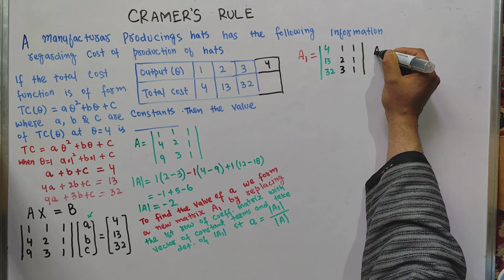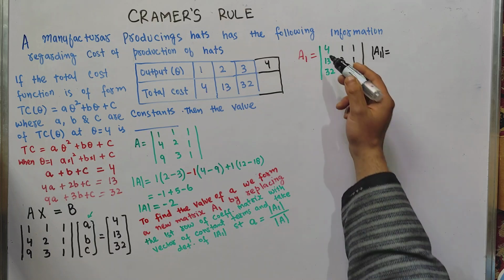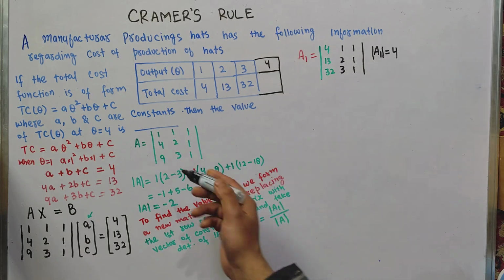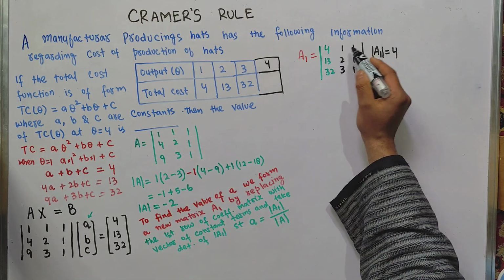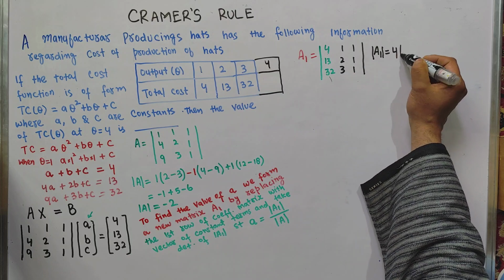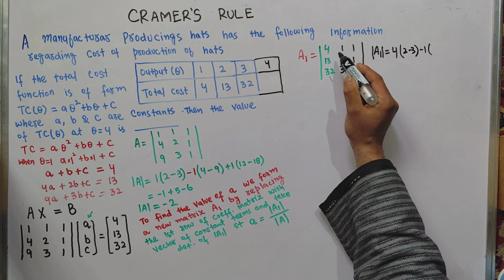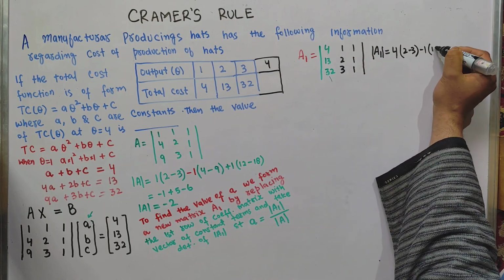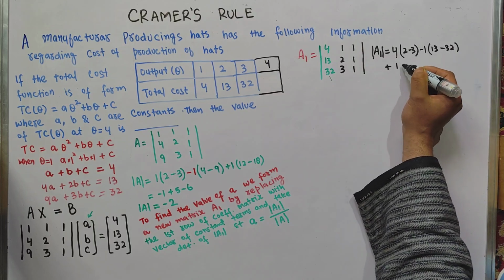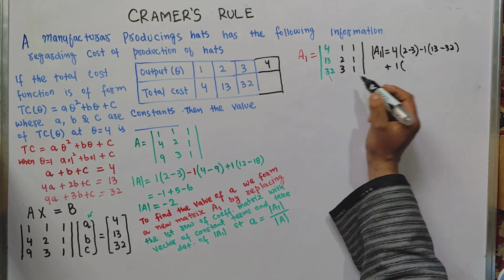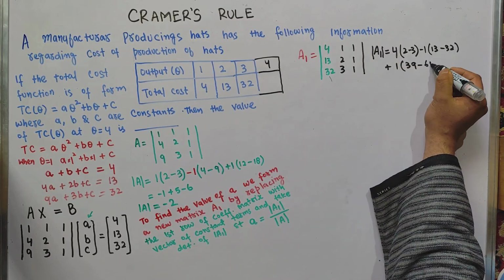So the determinant of A1 will be equal to, same thing applies. We write 4. I explained it before, so I will not explain here how we take the determinant. We write 4, delete this row and column, so we get 2 minus 3. Then we have minus 1, deleting this row and this column, so 13 minus 32. Then we have plus 1, deleting this and this, so 13 into 3 is 39, minus 32 into 2 is 64.